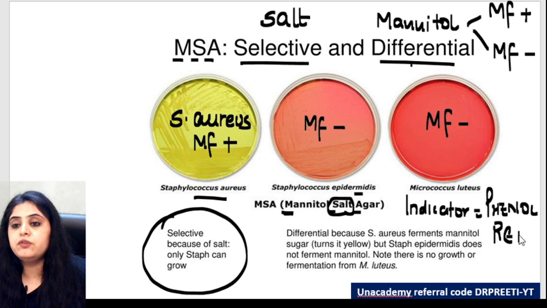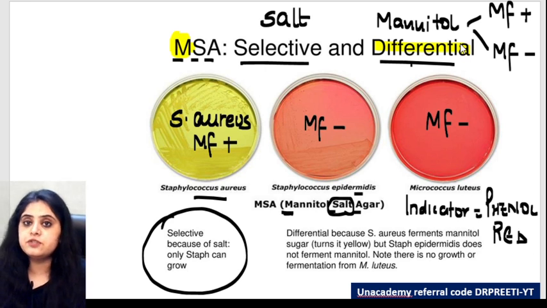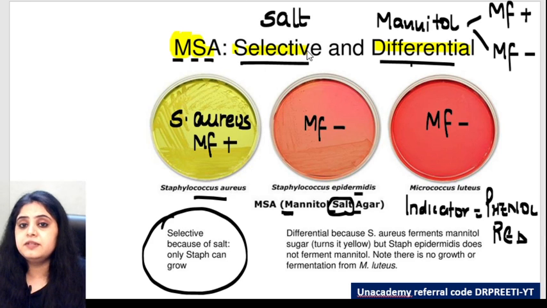So repeating for all of you, mannitol salt agar. Mannitol makes it differential, it differentiates. Salt makes it selective, so it's a selective medium. Mannitol fermentation gives a yellow color.